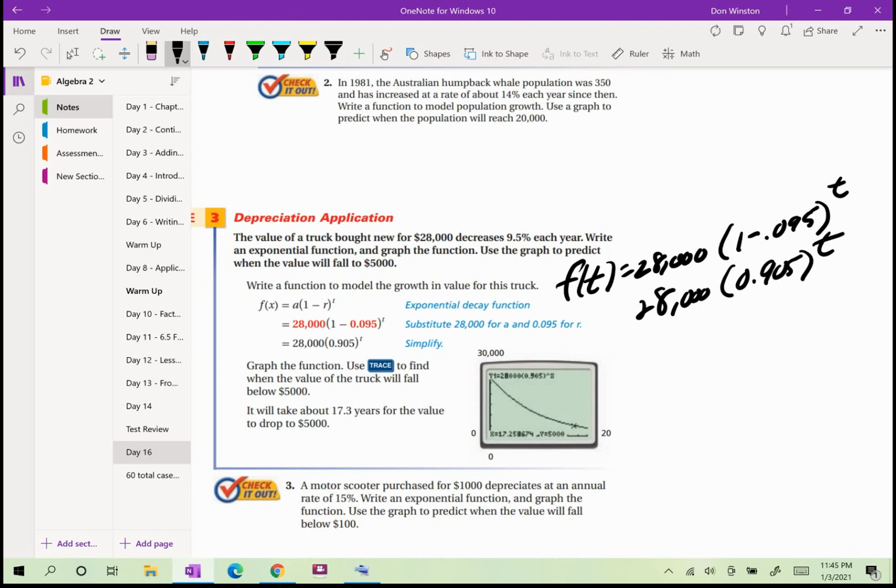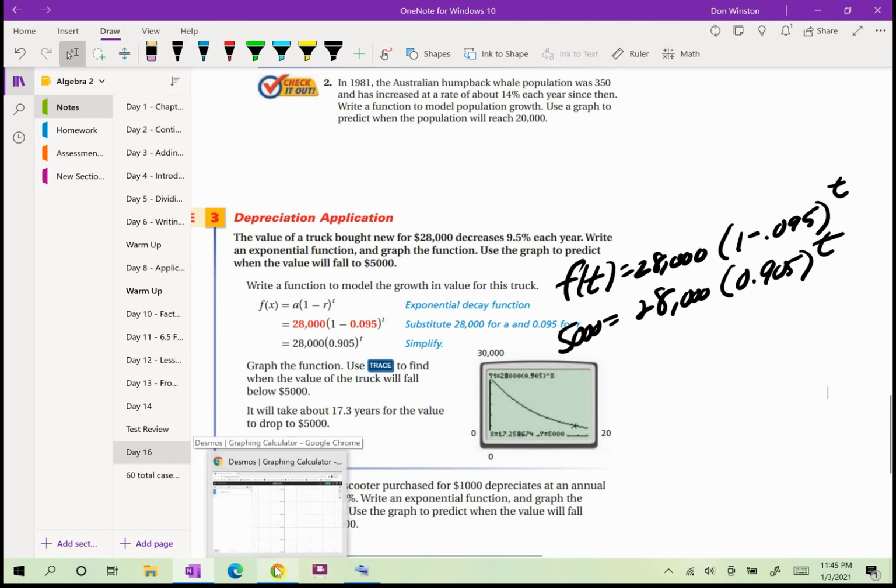And we want to know when the value will fall to $5,000. Actually, in this chapter we will solve for t, but we'll do that towards the end of this chapter. Right now, we'll just graph using decimals. So 28,000 times 0.905 raised to t.